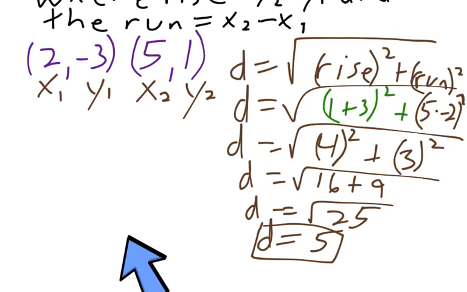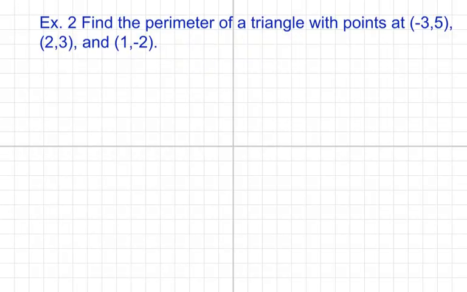Alright, let's apply what we've learned. We're going to find the perimeter of a triangle. So here we are. Alright, so example 2, find the perimeter of a triangle with points at negative 3, 5. So I'm going to go left 3 and up 5. And 2, 3, right 2 and up 3. And then 1, negative 2, right 1 and down 2. And I'm going to connect these because I know it's a triangle.